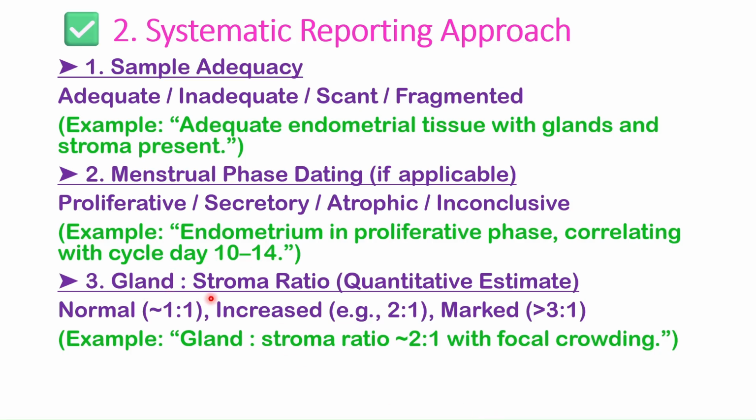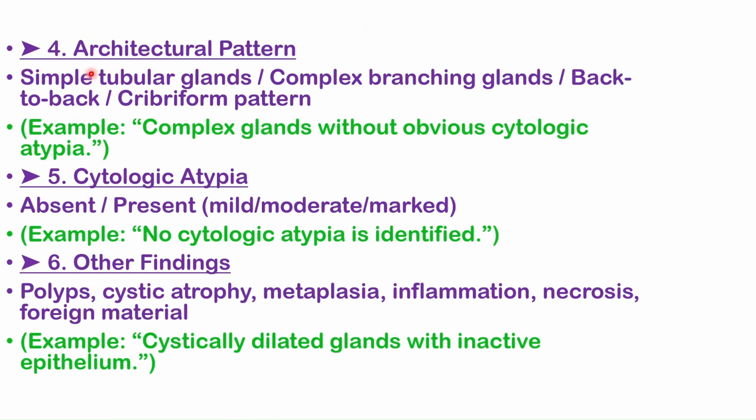Third important thing is gland to stroma ratio. So it is a quantitative estimate. Normal, as we have already discussed, is 1:1 or increased. For example, gland to stroma ratio is around 2:1 with focal crowding. Now, the architectural pattern: whether simple tubular glands, complex branching glands, back-to-back arrangement, or cribriform. So we have to write down, for example, complex glands without obvious cytological atypia.